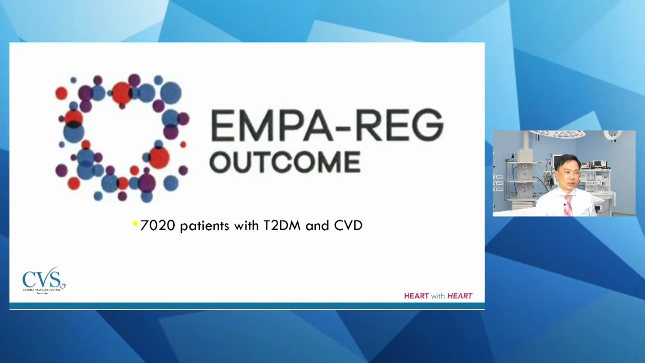So let's just look at one trial to start off with, the EMPA-REG trial, 2015, 7,000 patients with type 2 diabetes and cardiovascular disease. Now, just a quick history point here. Why was this trial required? Because only in 2003 with the UKPDS trial did metformin show some benefit. However, with the pioglitazone trial, instead of a benefit, there was actually a shocking 41% increase in hospitalization for heart failure.